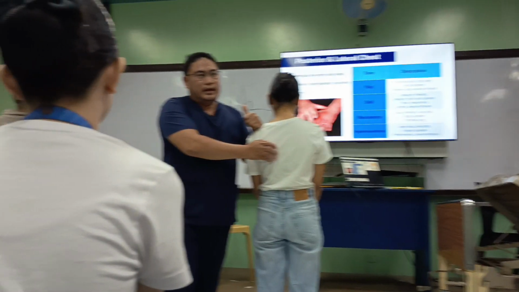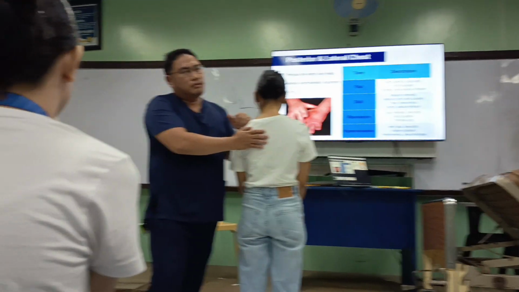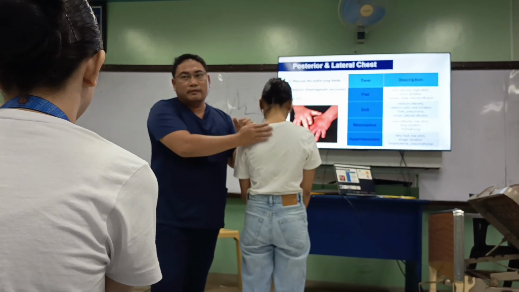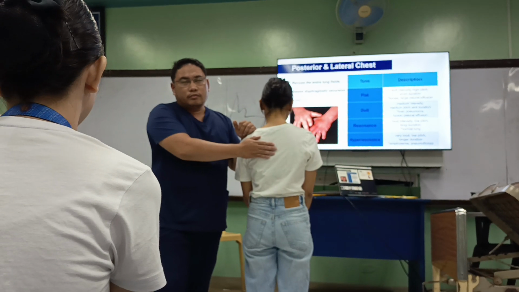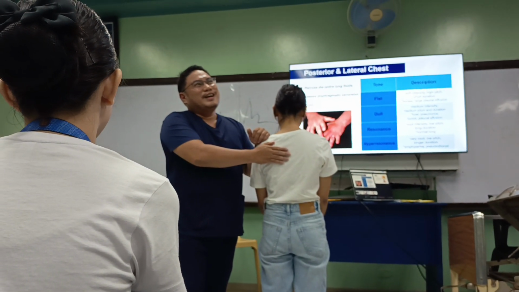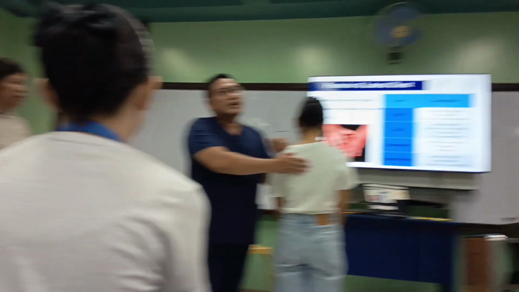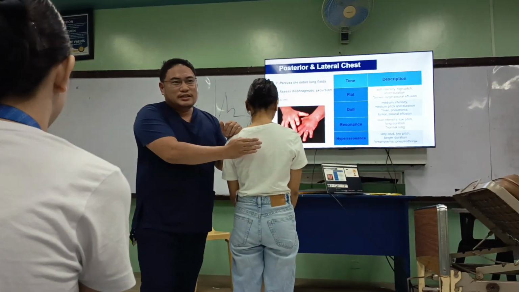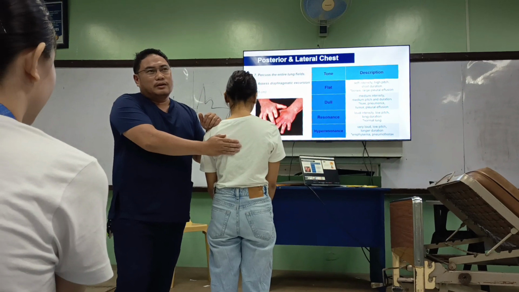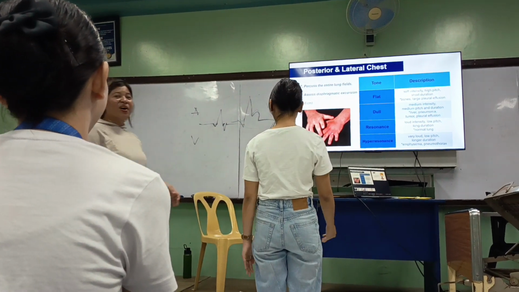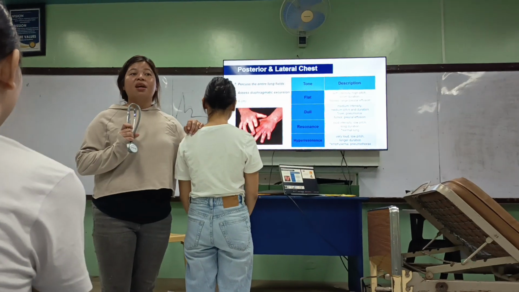By the way, hyperresonance is in the upper or lower part of the lungs? Upper. Hyperresonance, lower. Okay, sorry. Hyperresonance is in the upper. Resonance is in the lower.